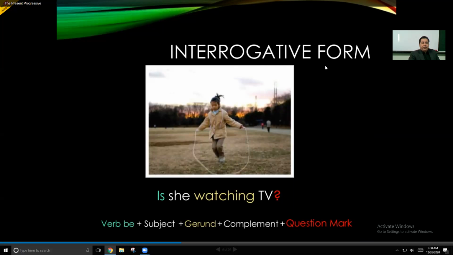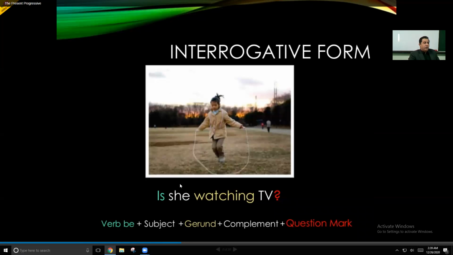When you're having an interrogative form, like an indicative question or yes or no question, you'll put the to be verb at the beginning of the sentence. So if your positive or affirmative sentence is "She is watching TV," the negative would be "She is not watching TV," and the interrogative would be "Is she watching TV?" So you'll put this to be verb at the beginning of the sentence, and you'll put a question mark at the end. She's watching TV, she's not watching TV, is she watching TV?